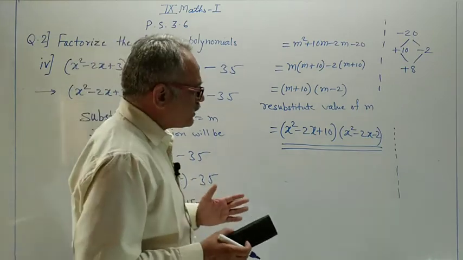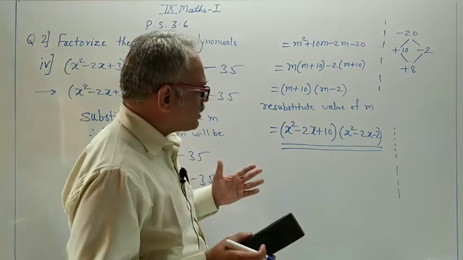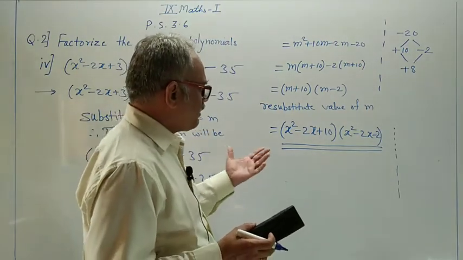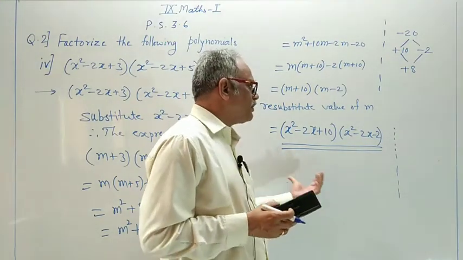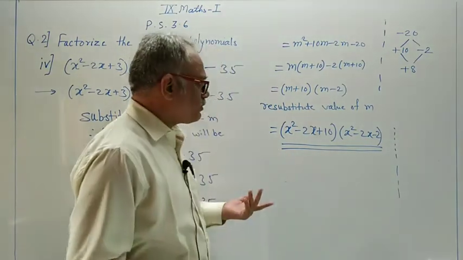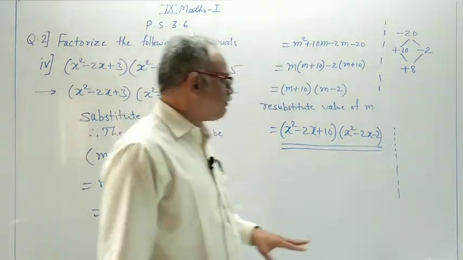But suppose instead of 35 it is any other number such as 70, then 70 is 10 into 7. 10 can be further factorized as 5 into 2. Then we have to write 5 into 2 into 7. If possible, we have to factorize. Here factors are not possible, so this is the only final answer.